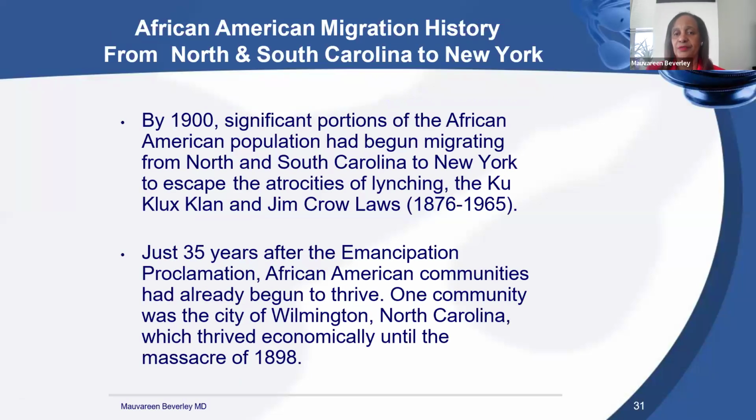So the American migration history from North and South Carolina is very important to understand. By 1900, significant portions of the African American population had begun migrating from North and South Carolina to New York to escape the atrocities of lynching, the Ku Klux Klan, and Jim Crow law. Just 35 years after the Emancipation Proclamation, African American communities had already begun to thrive. One community was the city of Wilmington, North Carolina. They built schools, they built churches, they built businesses. Over the course of time, nobody was picking the cotton for the plantation owners. And the Ku Klux Klan came in and burned the place down in the massacre of 1898. And there's a documentary, the Wilmington Massacre, if anybody wants to look that up.